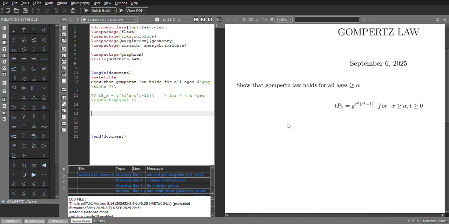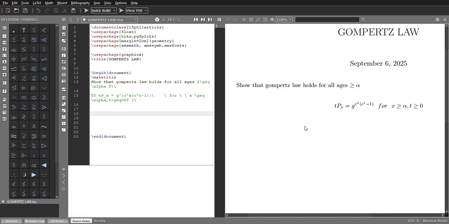of the Gompertz law. And for the Gompertz law itself, you can be asked a question that states: show that Gompertz law holds for all ages alpha, where alpha is always our index, the lowest age that we can be studying as actuaries and students.